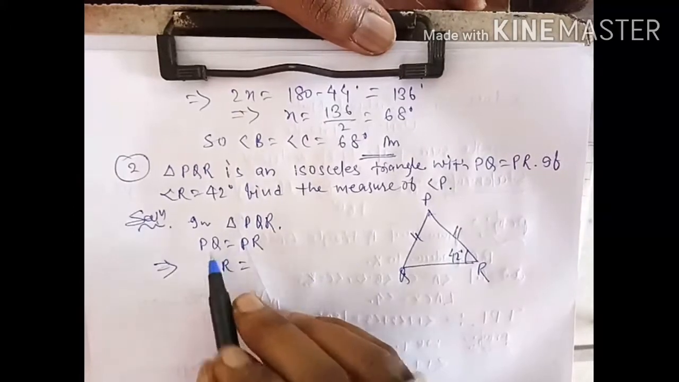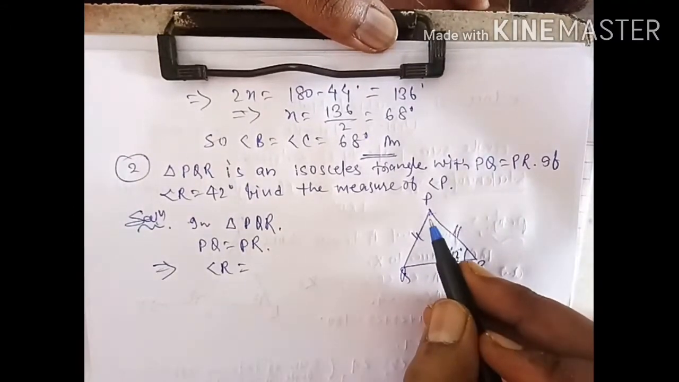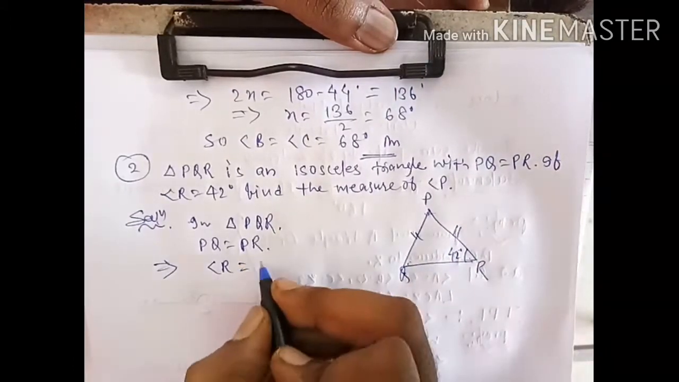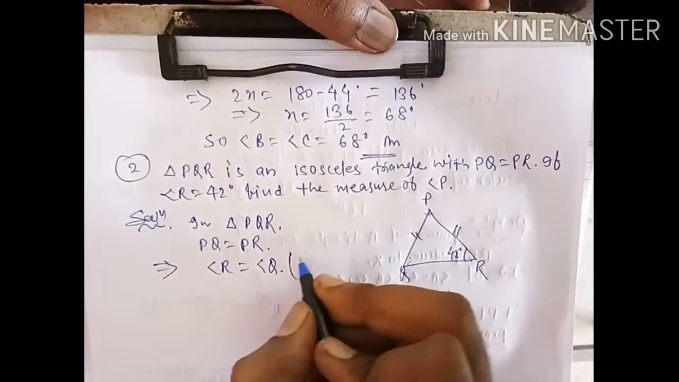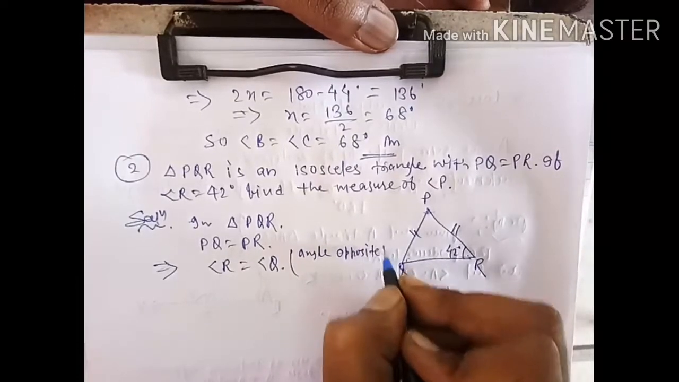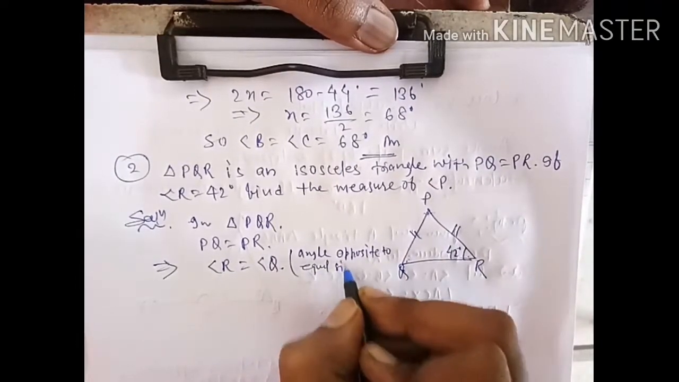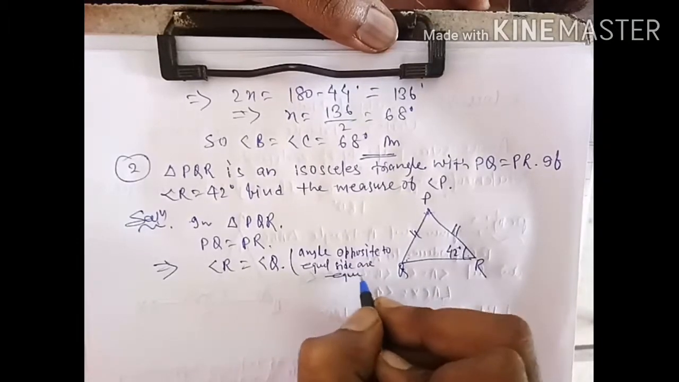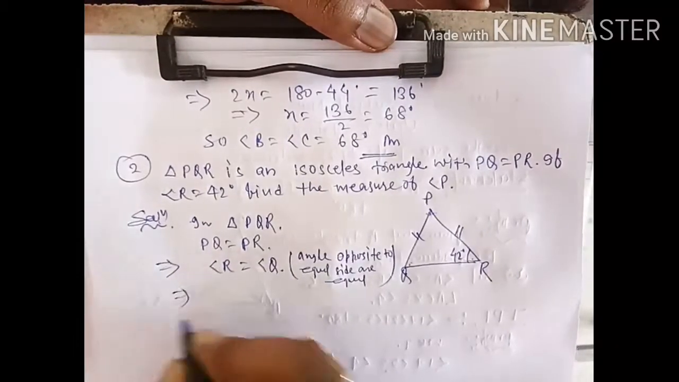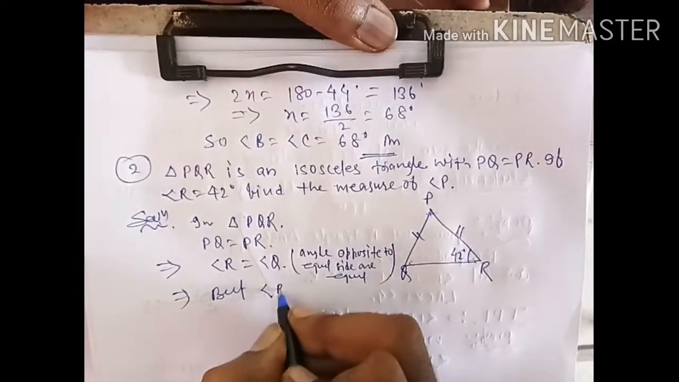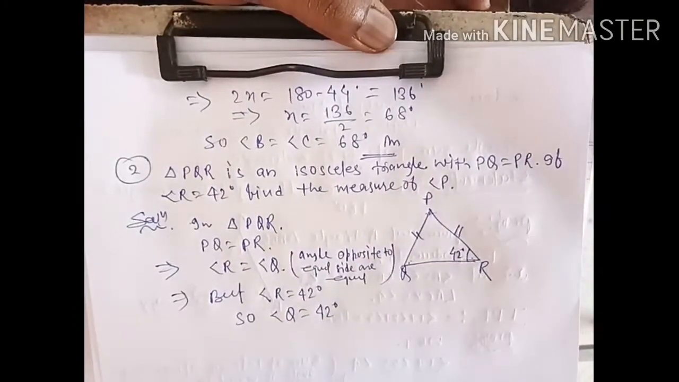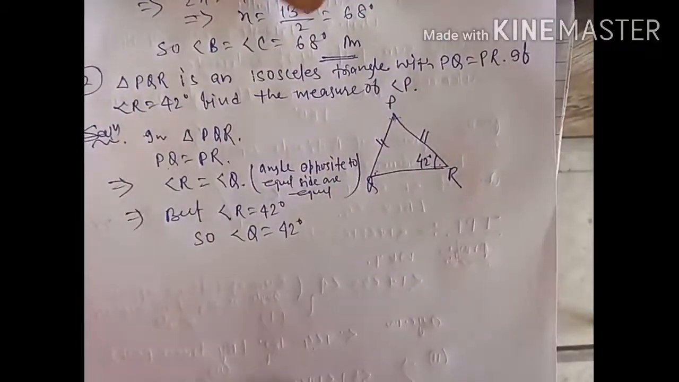In triangle PQR, PQ is equal to PR. It means the opposite angle of PQ, that is angle R, and the opposite angle of PR, that is angle Q. So angle R is equal to angle Q. By which property? Angle opposite to equal sides are equal. But given angle R is equal to 42 degree, so angle Q is also equal to 42 degree.